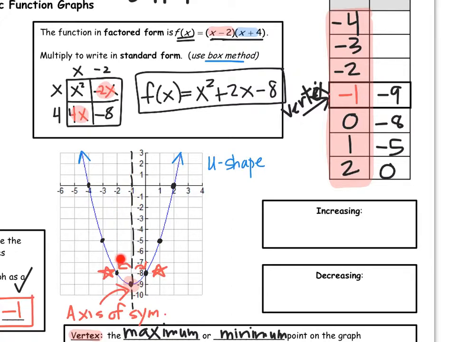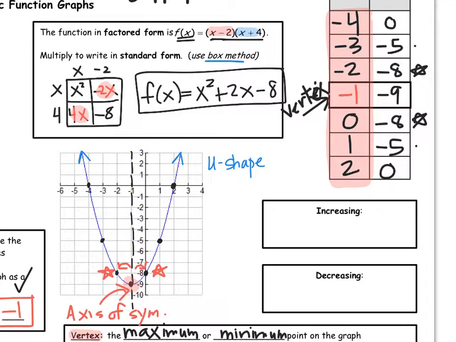Now I'll go up here to -2. -2, -8. And look already how I have these points repeating. -3, -5. Again, I have this point and this point repeating. And then -4, 0. So our table, when we look at it, should also be symmetric, but it's symmetric up and down. So here's the middle. These are reflections of each other.